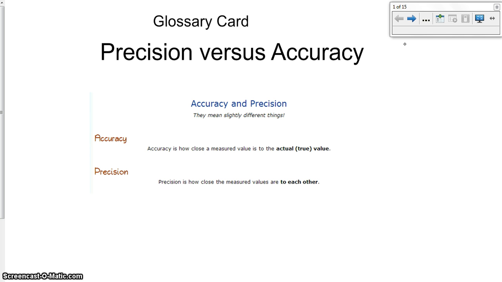Accuracy is actually how close a measured value is to the true value. Now, let's consider true value for a minute. It's the accepted value. For example, if you think about pi, one of the things for accuracy we say is the approximation of pi is 3.14. That's not the true value. Precision, though, is how close the measured values are to each other.